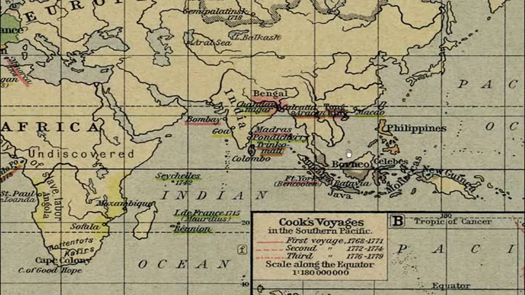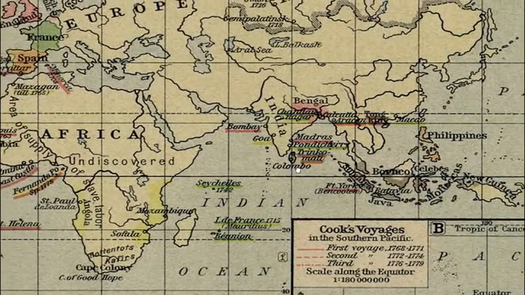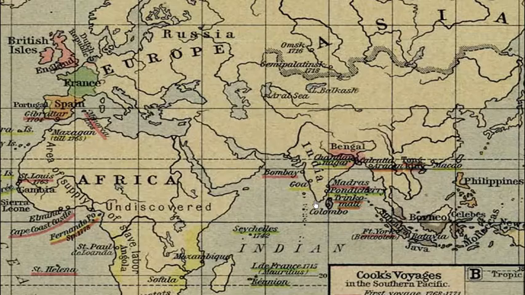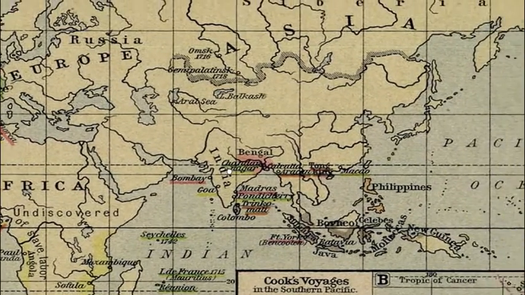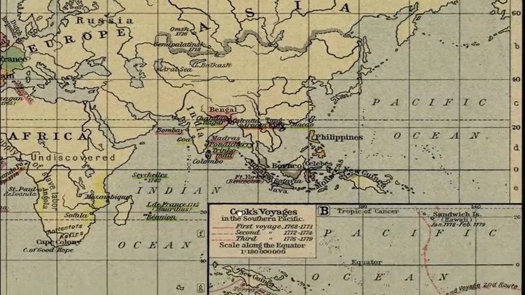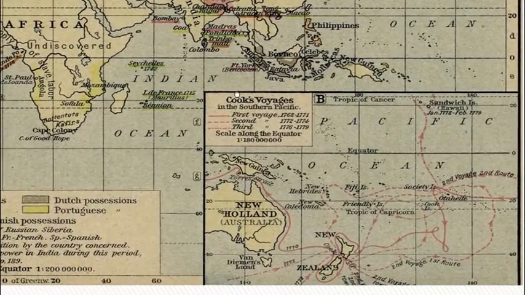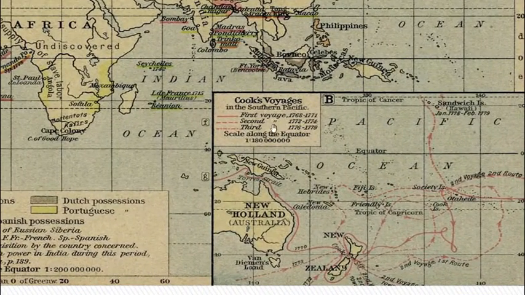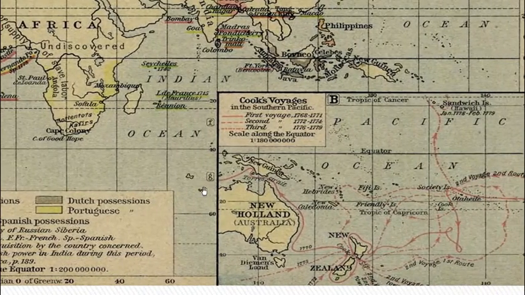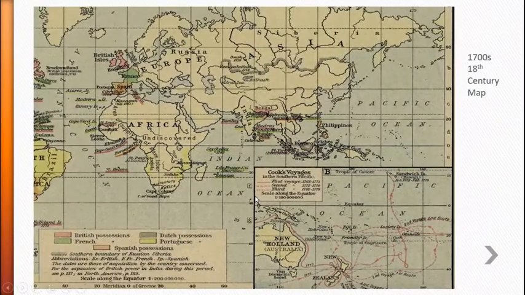Okay, so this is how Europeans had started to assert their colonial influence among the Asian territories or Asian countries. I'm using the map that also presents the voyage of James Cook, a British explorer who first discovered the area of Australia and even New Zealand.